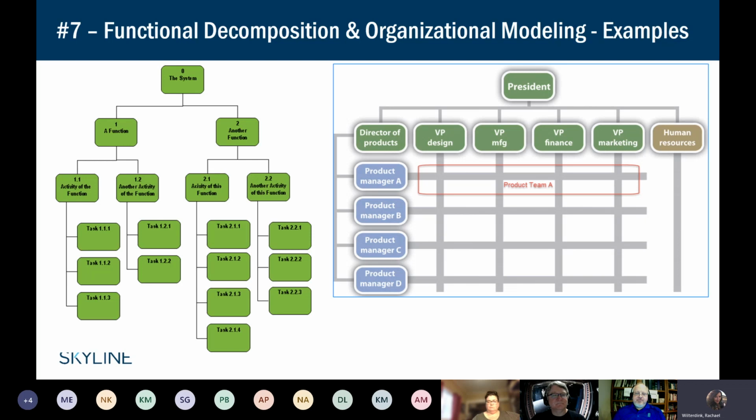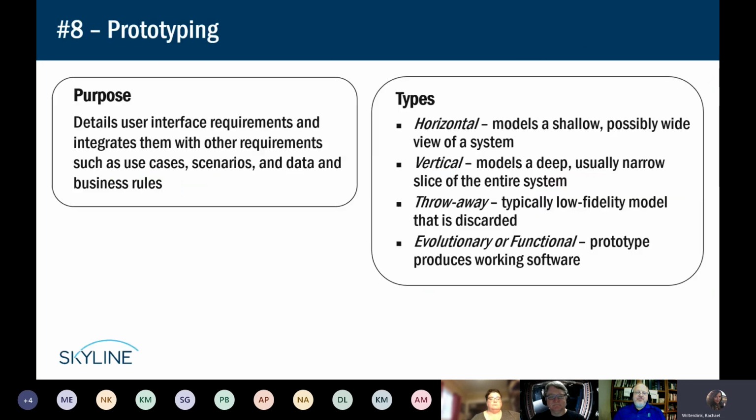The next slide here just gives some examples. The one on the left is an FDD. The one on the right is an org chart that's more of a matrix type chart. So I think it's pretty straightforward. And if you haven't used this before, this is a good opportunity to try it out.